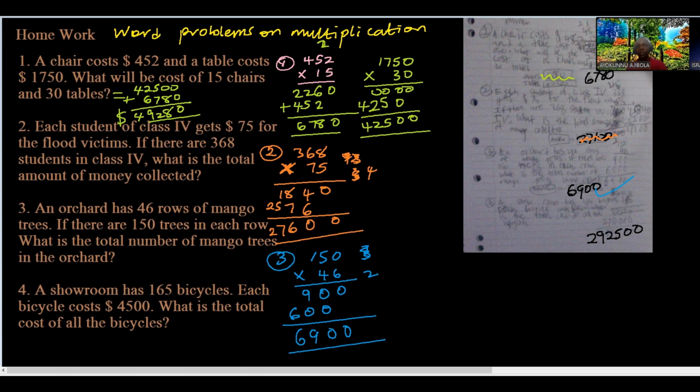And number 4, the fourth one: a showroom has 165 bicycles. Each bicycle costs 4,500. What is the total cost of all the bicycles? So that is 4,500 times 165. And this is going to be 5 times 0, 5 times 0, 5 times 5 is 25. We keep 2.